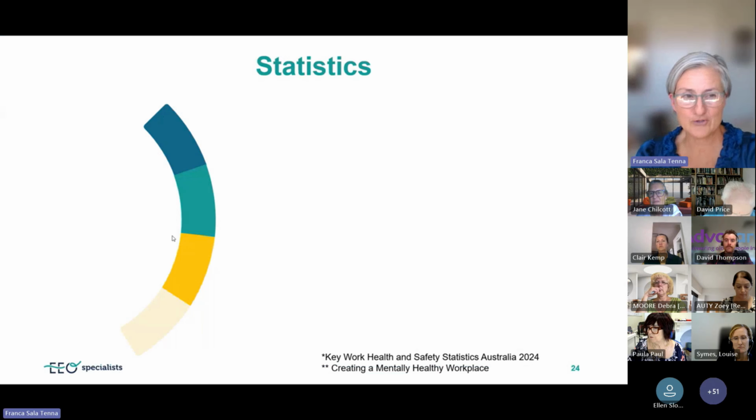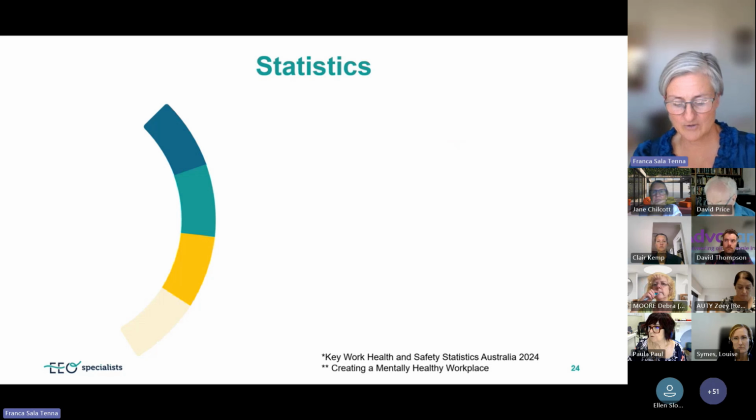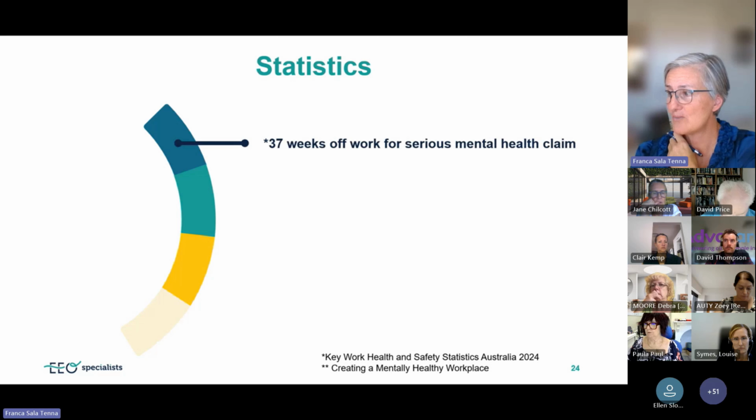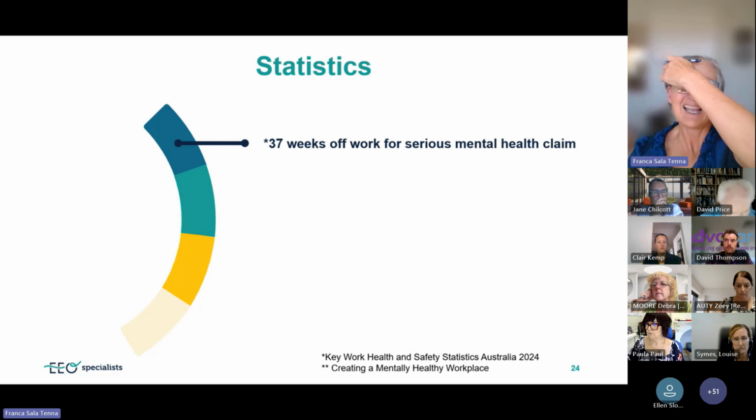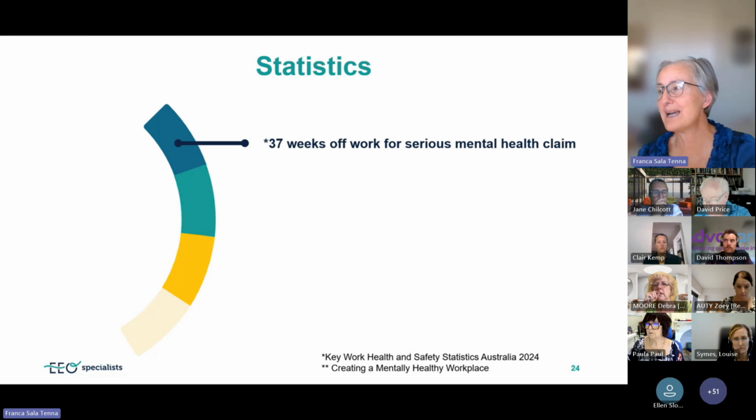I just wanted to give you a few stats. Up until now we have been so focused on making sure we minimise physical injury, which is, of course, really, really important. But perhaps we're not so aware of the cost and price of mental health claims, in contrast to physical injuries. So these are some stats that came from a report called Key Work Health and Safety Statistics in Australia. What they showed is for people who had made a serious mental health claim, and I think this report was published in 2024, but it refers back to data from a couple of years ago.